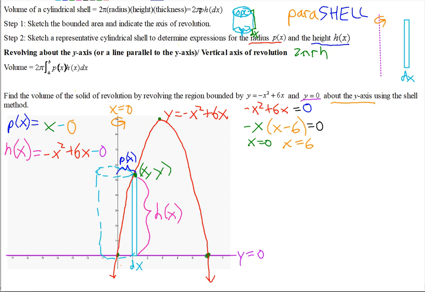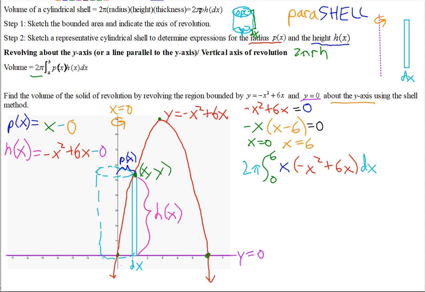So when we set up this integral, we'd have 2 pi on the outside with the shell method instead of just pi. Then the integral, the region starts at 0 and stops at 6. That's why we set them equal to each other to figure out where they intersect. And then you just have the radius, p of x, which is x, times the height, h of x, which is negative x squared plus 6x, all times dx. Because this gives you the surface area of the cylindrical shell. Remember, it's open on the top and bottom. And then when you multiply by the dx of thickness, that's again what turns it into volume.